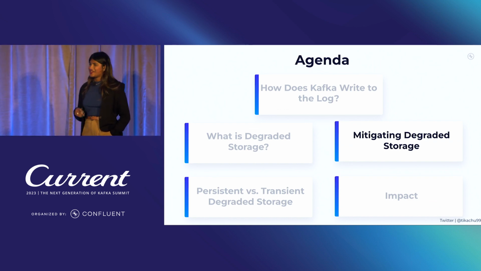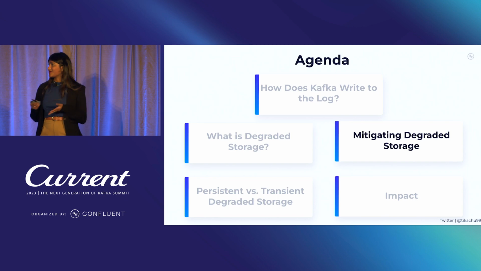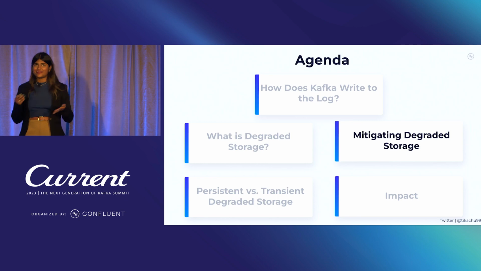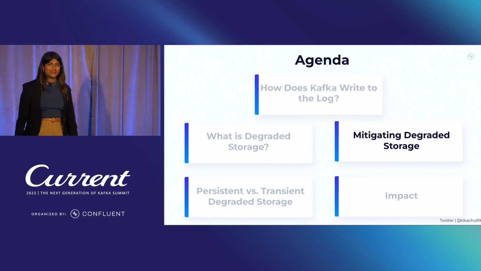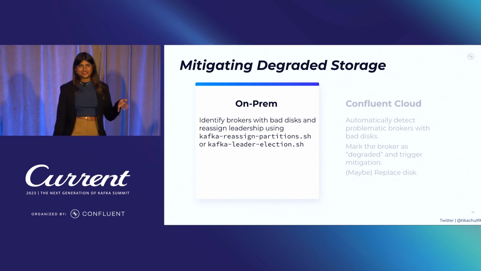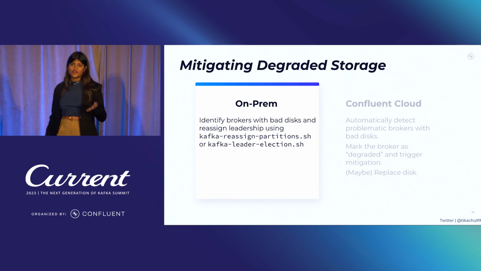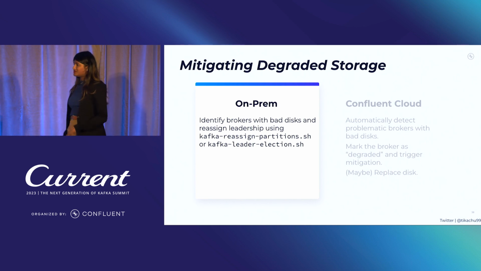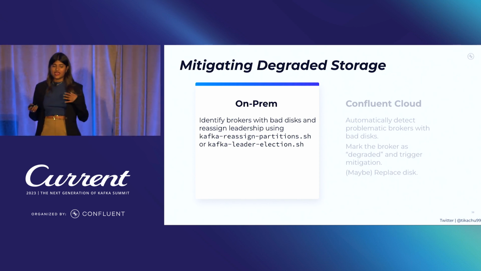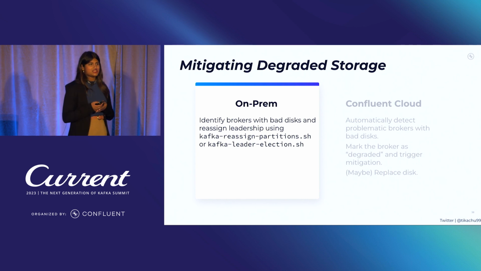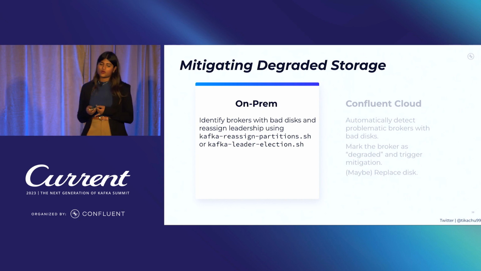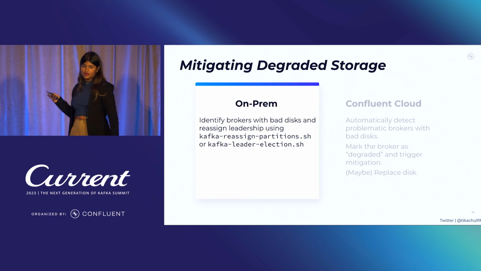Okay, so now that we have a good understanding of what degraded storage is and the different classes and how we got that data to disk, let's finally talk about how we actually mitigated degraded storage. Okay, so I know the initial example I gave was related to the cloud, but I wanted to also provide some context on how we can mitigate a similar issue on-prem. So first we would want to identify any brokers with bad disks, and we can reassign leadership using one of the bin Kafka scripts, like Kafka reassign partitions or the Kafka leader election scripts.